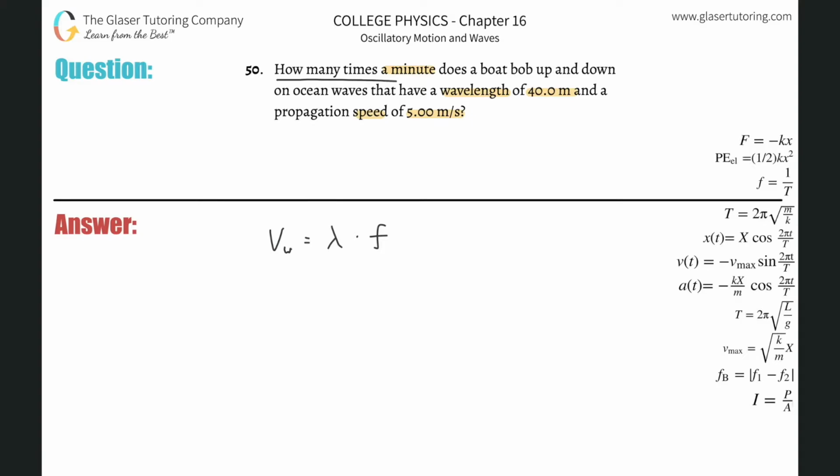How many times a minute does a boat bob up and down? Now they're actually asking us for the frequency. However, they're asking it per minute, basically. Remember, frequency in terms of words is basically the number of cycles, or the number of oscillations, or the number of bobs, or whatever you want to call it, per second, okay?